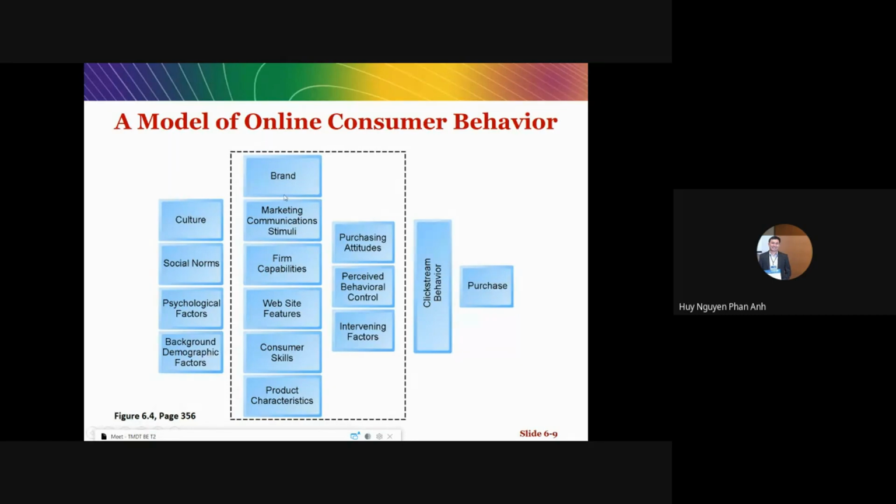However, they have the brand, they have the online marketing communication stimuli, and they have the website, etc. And they will affect the purchasing attitudes as well. Okay, and then we can make the final decision to purchase. That's it about the marketing. You know, marketing is not just about advertising. It's just a little part of marketing. Okay, we should understand the consumer needs, and we should fulfill their needs to make them satisfied with our product and service and create the loyalty as well.